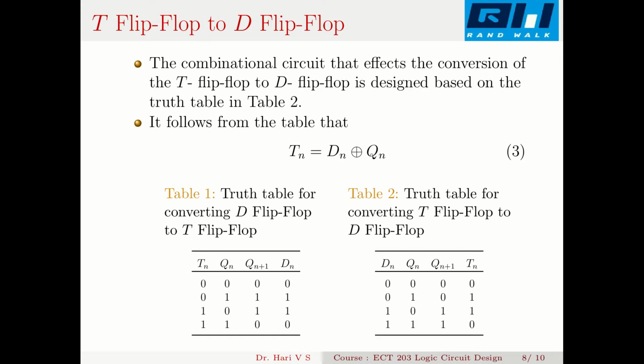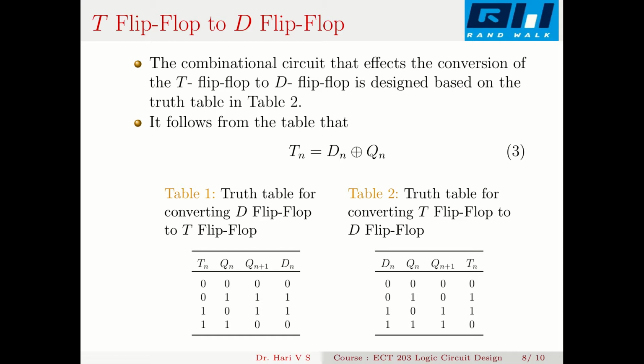So this qn+1 column becomes 0 0 1 1. And so now there is a change of qn to qn+1. What should be the value of tn to affect such a change? Here it is no change, 0 0, so tn should be 0. It's a toggling here, 1 to 0, so tn should be 1. Here also toggling from 0 to 1, this tn should be a 1. And from 1 to 1, this tn equal to a 0. So here also you can see that tn is 0 1 1 0, which says that tn is dn XOR qn. So that is equation 3.